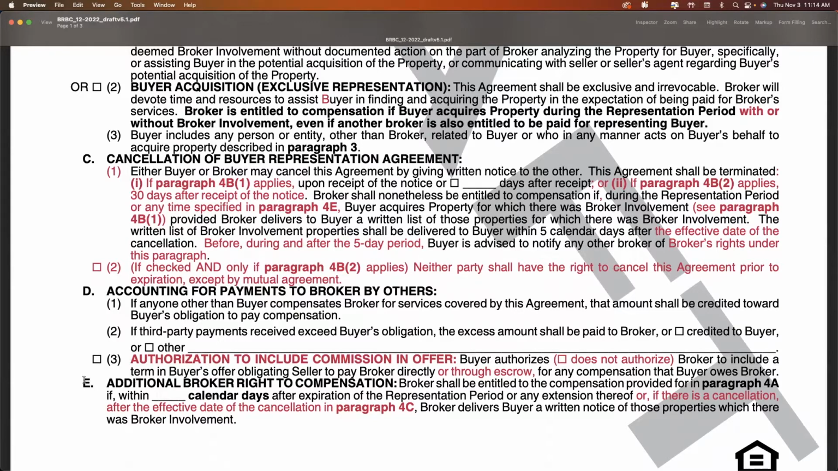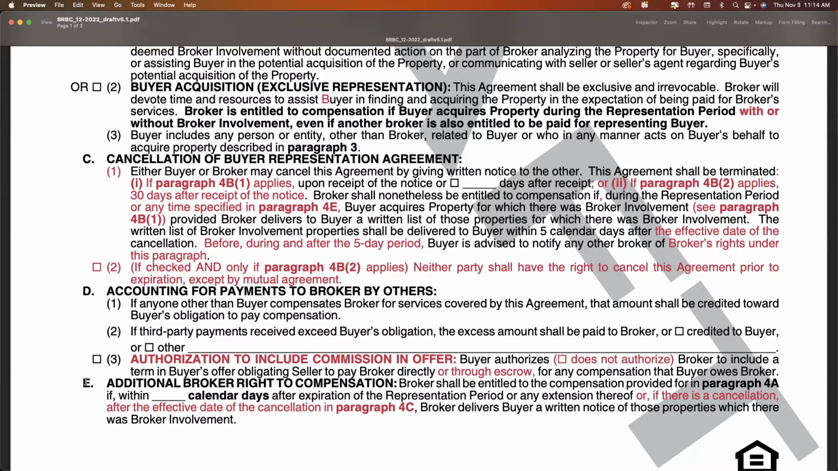Authorization to include commission and offer. Buyer authorizes or does not authorize broker to include a term in buyer's offer obligating seller to pay broker directly or through escrow for any compensation that buyer owes broker. Now, you could do that, but now, this is separate from what the broker is offering in the MLS.